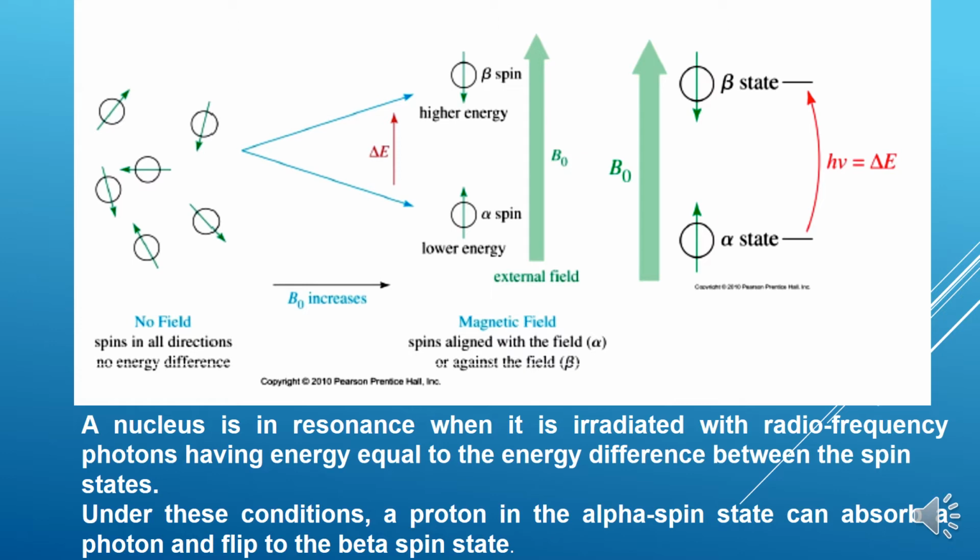This is possible only after the magnetic field is applied. So spins are aligned. Some spins are normally aligned with the field, and they are said to be alpha states. Some spin states are aligned against the field, which are said to be beta states. These alignments are possible only after the application of the magnetic field.